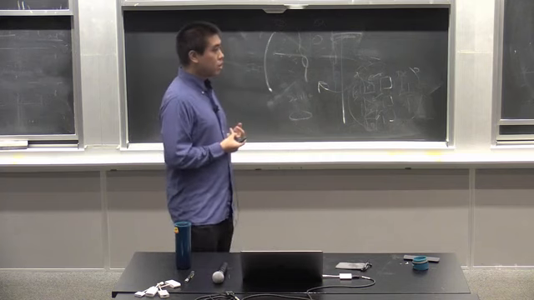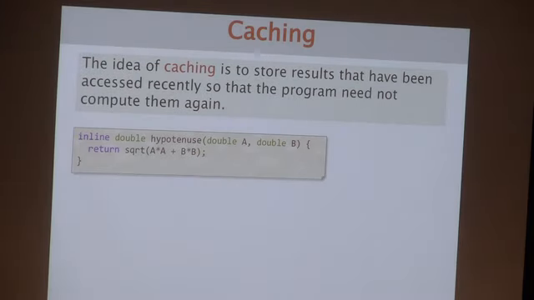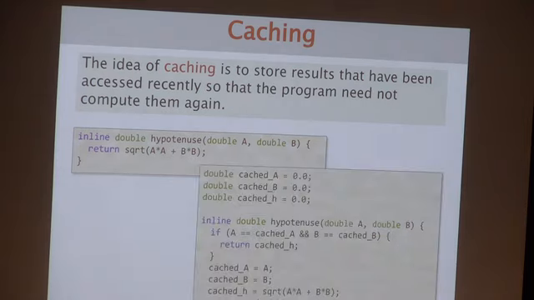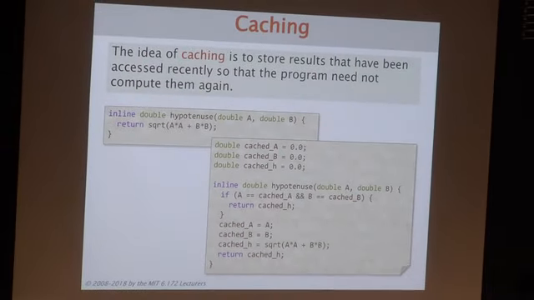So let's look at an example. Let's say we wanted to compute the hypotenuse of a right triangle with side lengths A and B. The formula for computing this is you take the square root of A times A plus B times B. It turns out that the square root operator is actually relatively expensive, more expensive than additions and multiplications on modern machines. So you don't want to have to call the square root function if you don't have to.